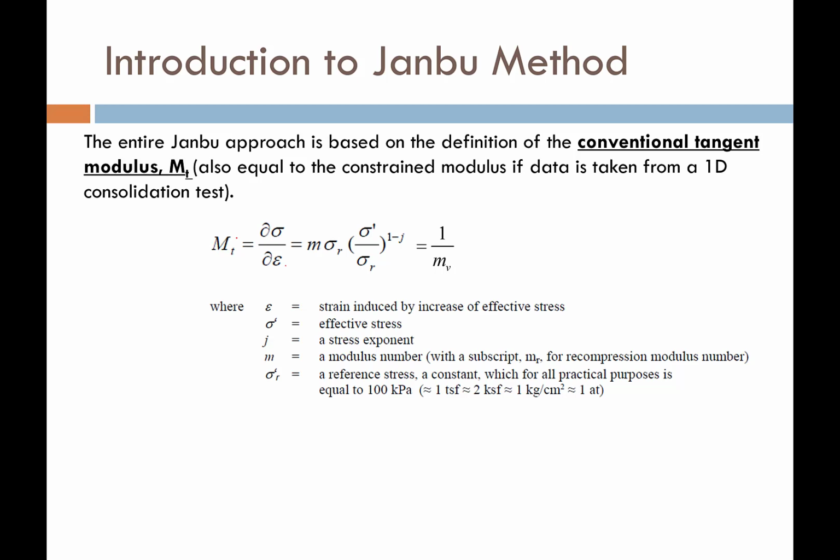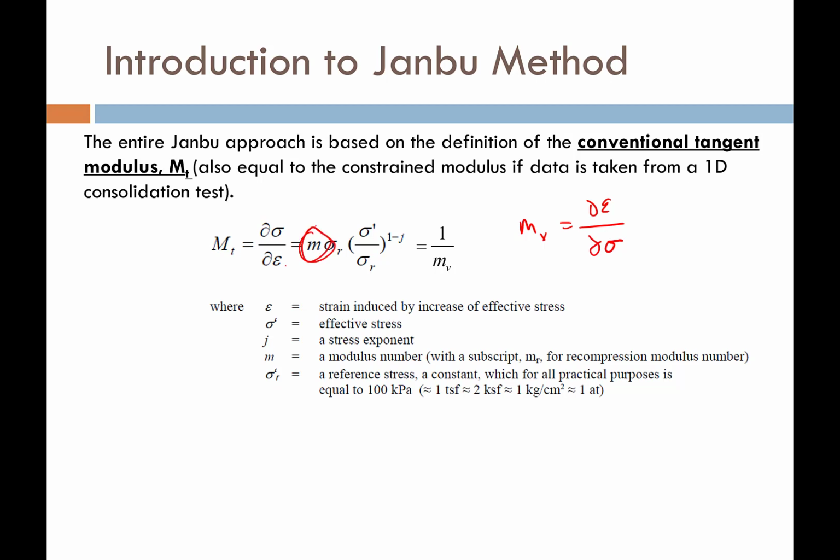By the way, we've talked in the past that the modulus of compressibility is equal to 1 over m sub v, where m sub v is just equal to the change in strain over the change in stress. And that's a popular term for conventional consolidation theory. That's the link between this tangent modulus approach and conventional consolidation theory. So let's dive in and look at a couple of these things.